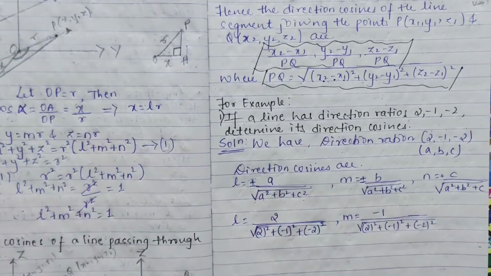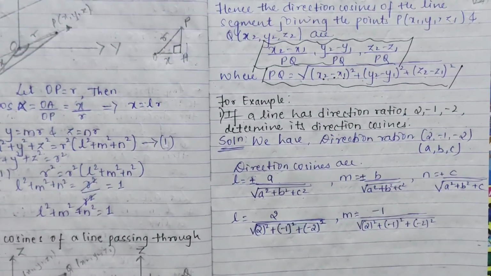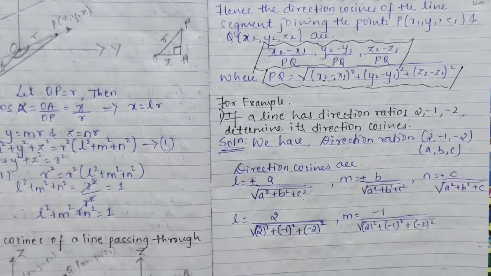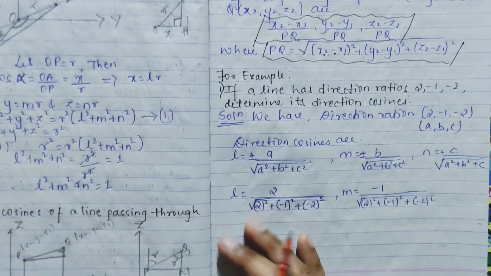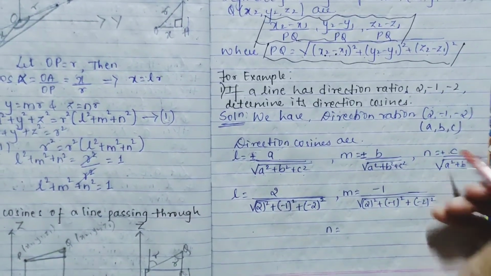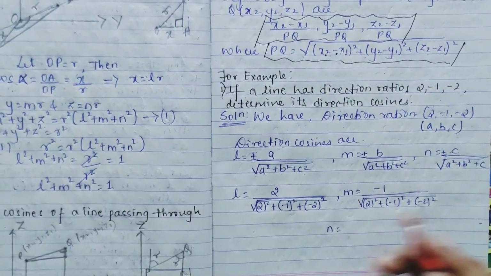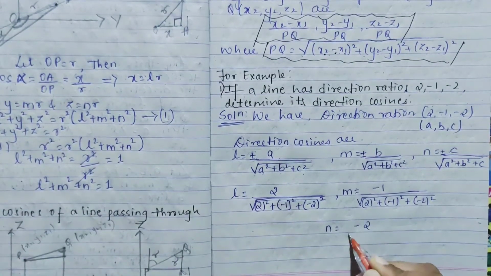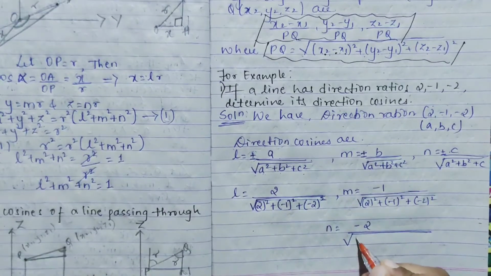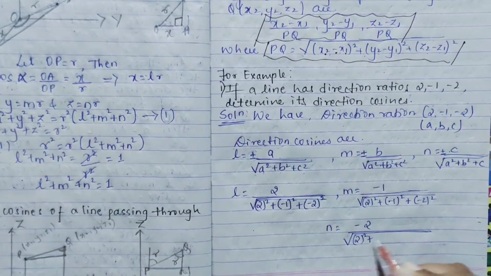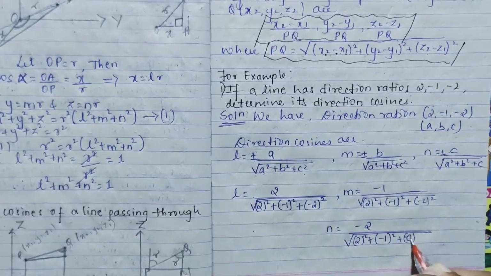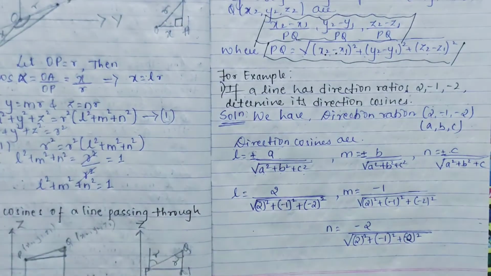And where shall I write? Shall I write down itself? Here shall I write? Then here I'll write. Okay, n is equal to C plus or minus only. C is what? Minus 2 again, so you'll get here minus 2. Denominator is square root of a square, b minus 1 square plus c, sorry, minus 2. See, I'm writing c itself, minus 2 square.